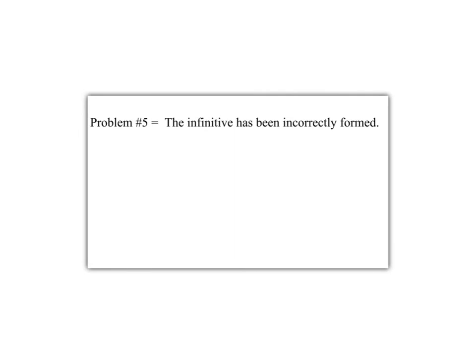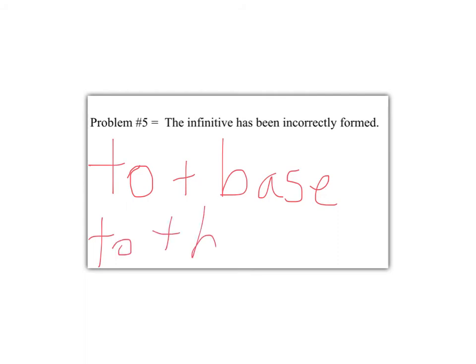Problem number 5 is when the infinitive has been incorrectly formed. So to remind you, the infinitive is referring to that to plus the base form. Okay, so to eat, to sleep, to go. It could also be to plus have plus the past participle, which can also be considered the infinitive, like to have slept, to have gone.